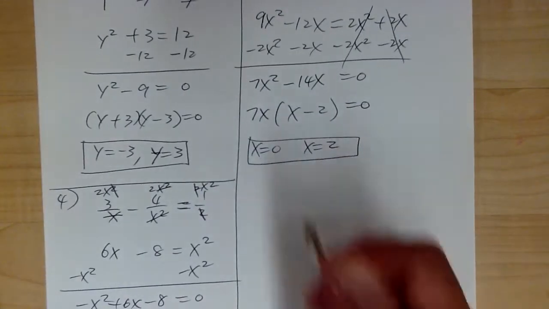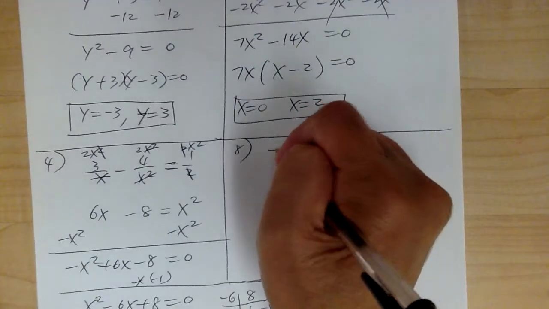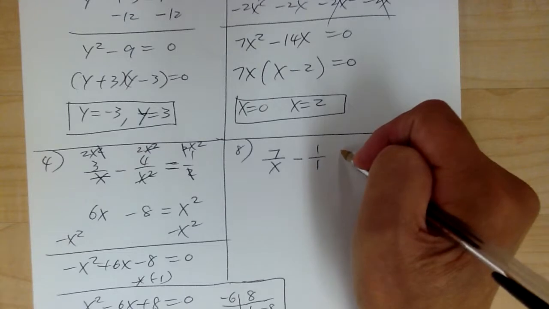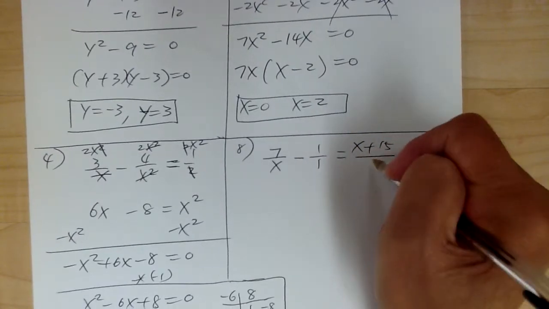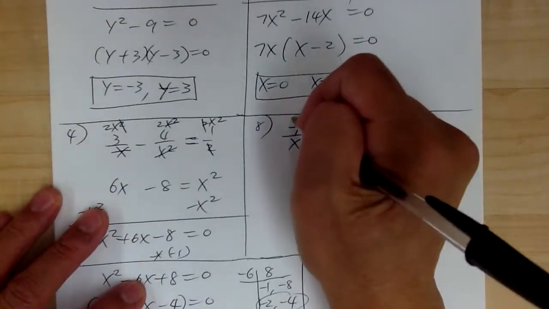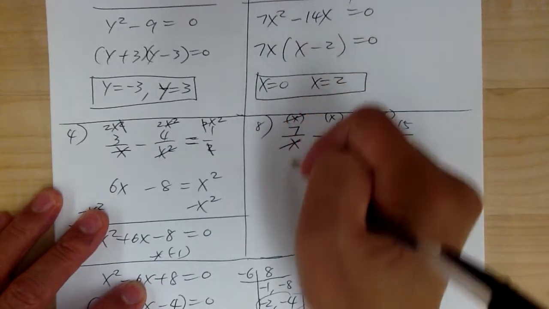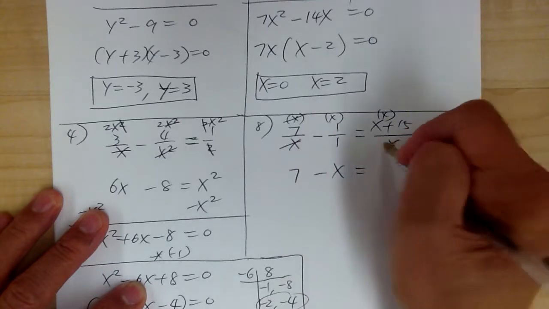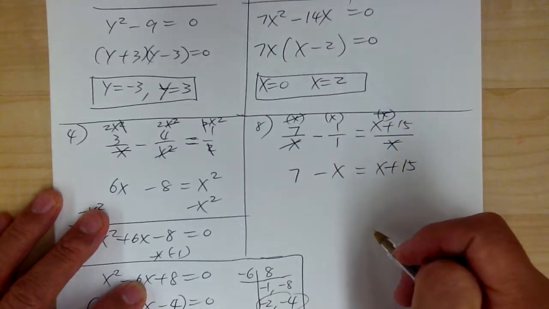Okay. Let's go to number 8. Okay. So you got 7 over x minus 1. I'm going to put 1 over 1. That way you can keep track of what's on top, what's on bottom. Okay, so in this case, your LCD is x. So I'm going to multiply by x. So this will cancel out, so I get 7. This one, nothing to cancel, so it will be minus x. This one it cancels, so I get x plus 15.